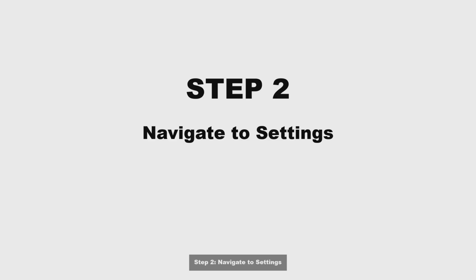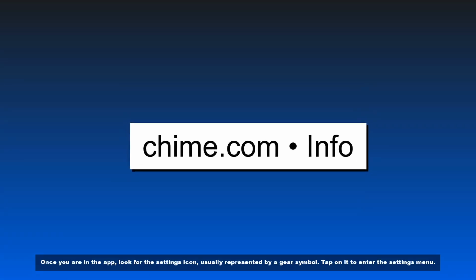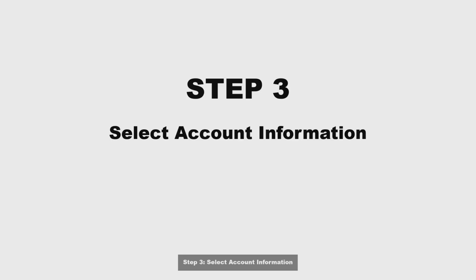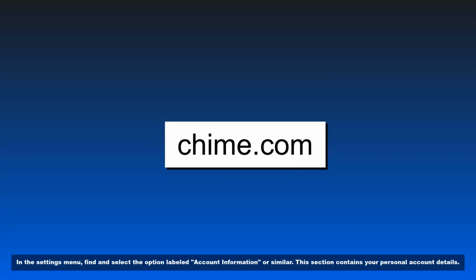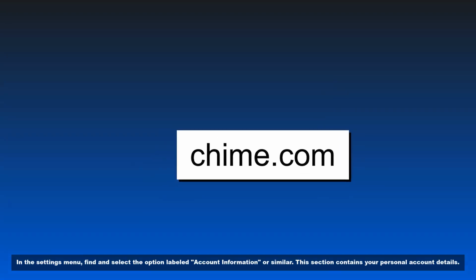Step 2. Navigate to Settings. Once you are in the app, look for the settings icon, usually represented by a symbol. Tap on it to enter the settings menu. Step 3. Select account information. In the settings menu, find and select the option labeled account information or similar. This section contains your personal account details.